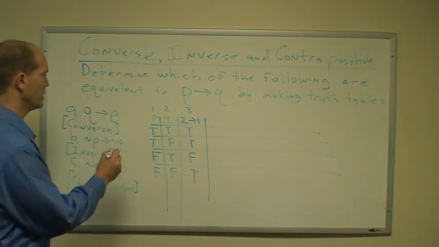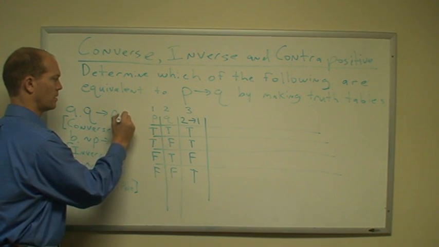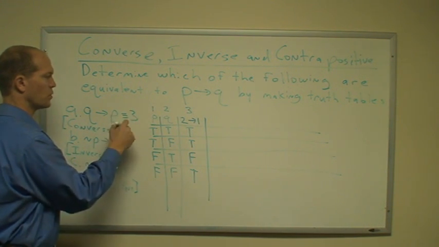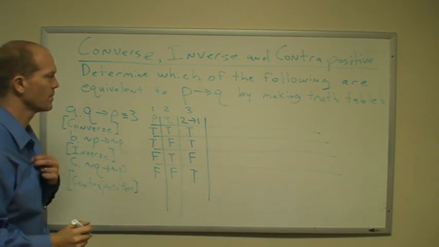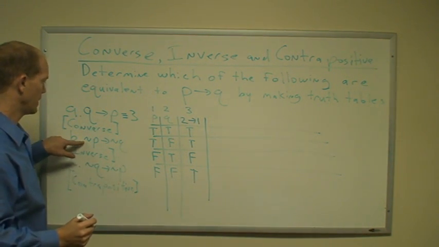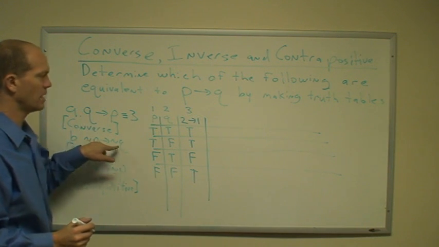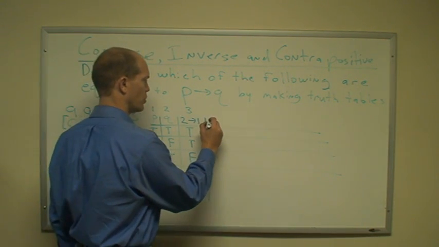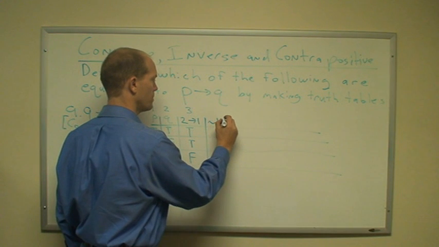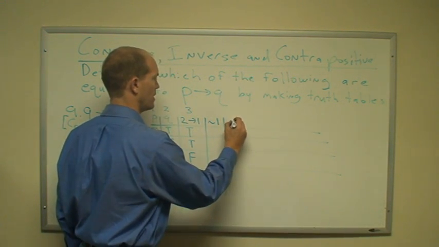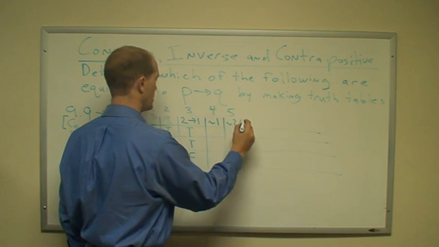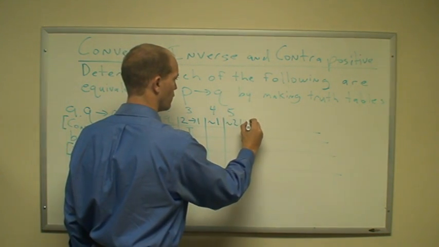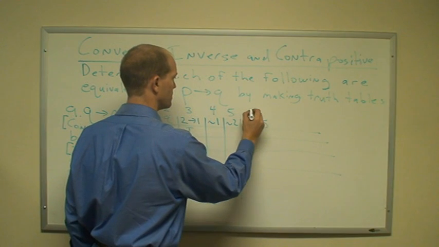Again, this is what's in column 3 of my truth table, and we'll come back to that in a second. Next, I want to do the inverse, so I need a not P and a not Q. I don't have that yet, so I'm going to put in column 4 not 1, in column 5 not 2, and then in column 6 I'll have if 4 then 5.